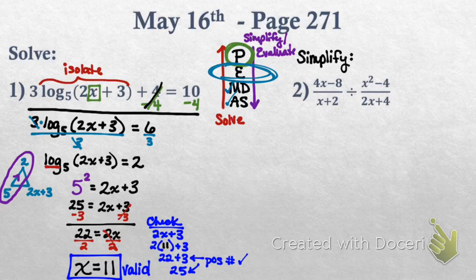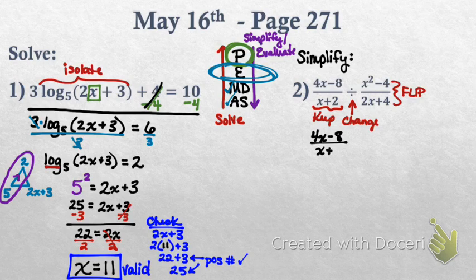What's the first thing I want to do here? Yes. Keep, change, flip. Absolutely. Keep this. Change this. Change it to what? Yep, change it to multiplication, and we're going to flip this. All right, so 4x minus 8 over x plus 2. There's my keep. Here's my change. And then my flip. 2x plus 4 over x squared minus 4.